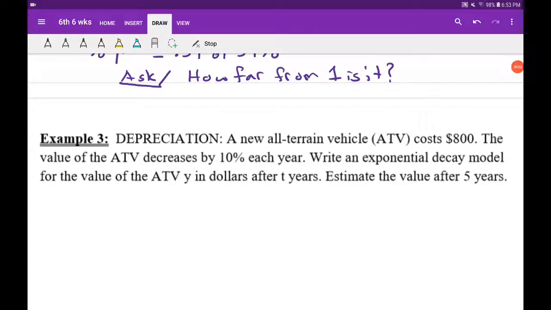All right, so this example is depreciation. We have an all-terrain vehicle. By the way, if it has an engine in it, it's going to depreciate in value. So no life lesson there.